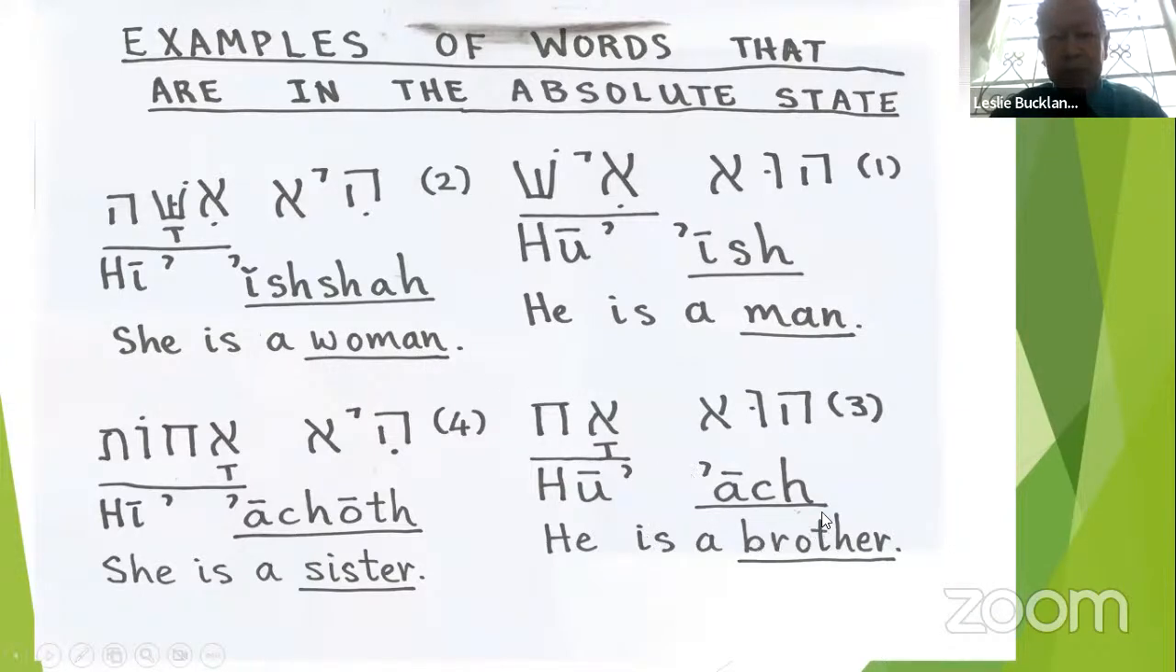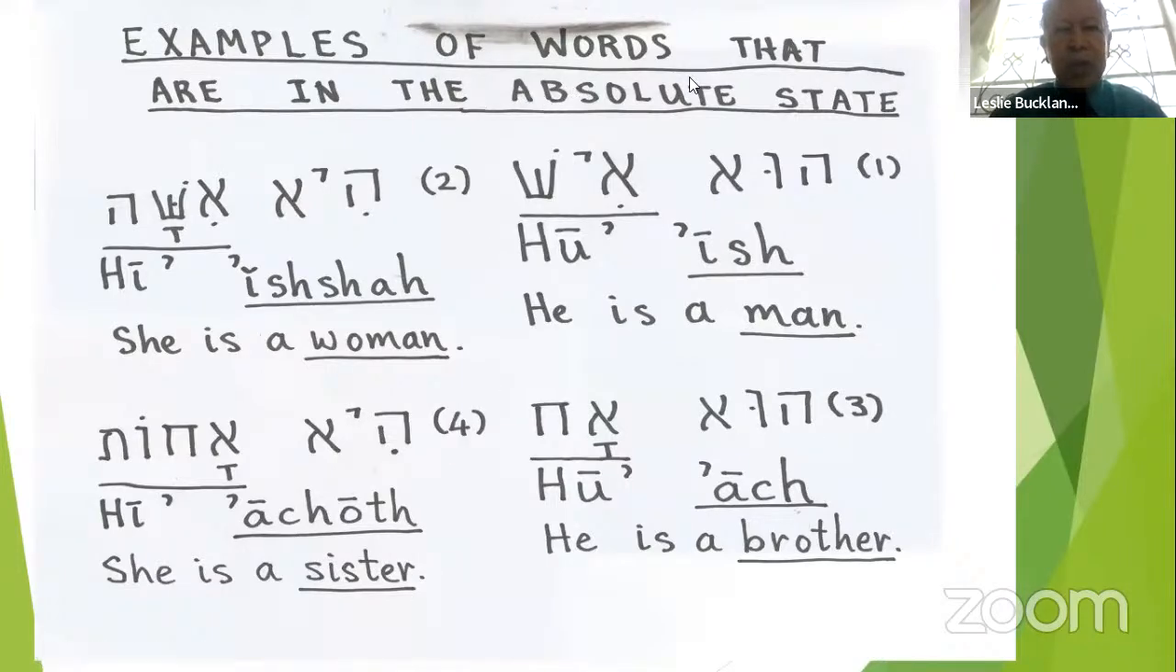He's a brother. We're not told whose brother he is. We're not told what kind of brother he is. We're just told he's a brother. So brother has nothing added to it to explain anything. It stands by itself and is in an absolute state. She's a sister. We're not told whose sister she is. We're not told what kind of sister. The word stands by itself with nothing added to it.